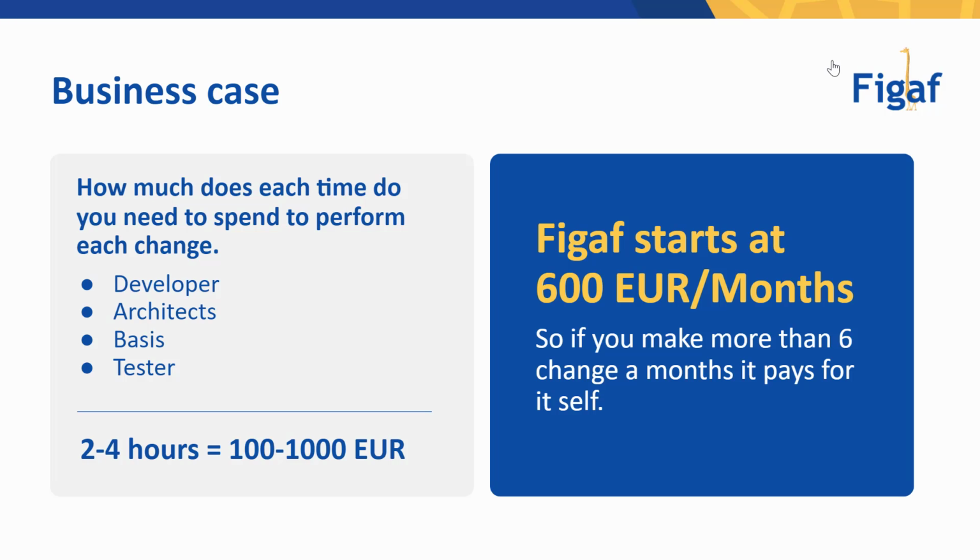And depending on your hourly rate, 100 to 1,000 plus euros per change for documentation, I guess is not really that uncommon. The Figaf tool starts at 600 euros per month, so if you are making a few changes a month, a few new developments, it pays for itself, and then you get some of the benefits of a speedier developer, and as I wrote today, the ability to undelete iflows if you need to. So there's obviously the business case about just speeding up the development governance process that you probably should be doing.